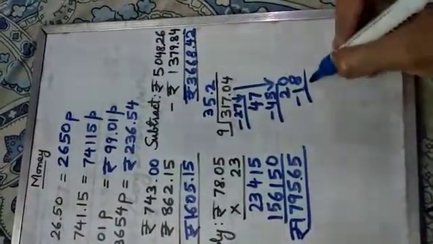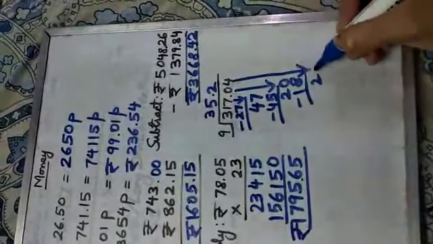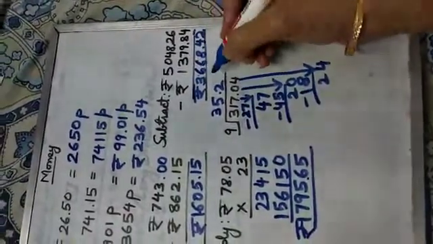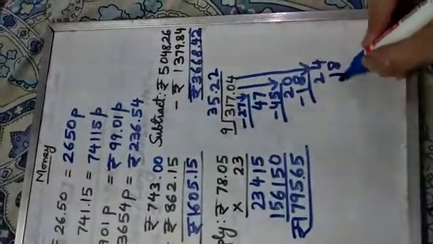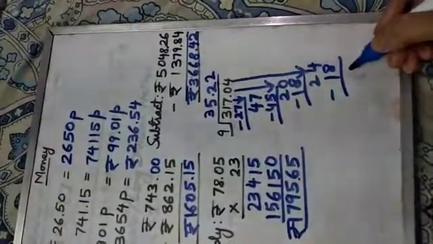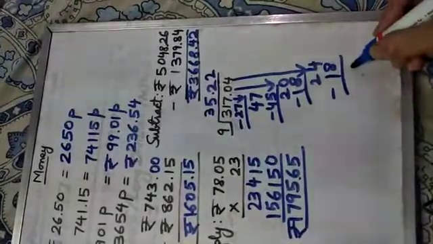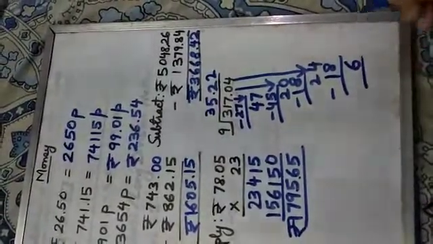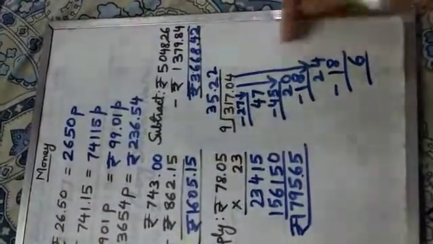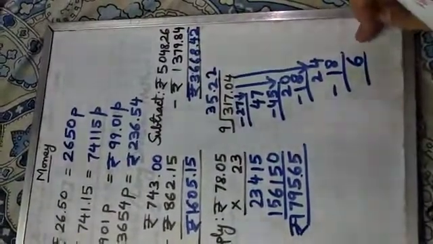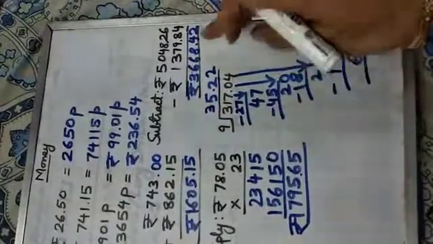Remainder is 2. Carry down the next digit, that is 4. 9 2s are 18. So you will subtract it, that will come 6. 6 as the remainder. So the answer is 35.22. Most of the time what happens is that you will get a 0 in the remainder and the above will be your answer in the division.